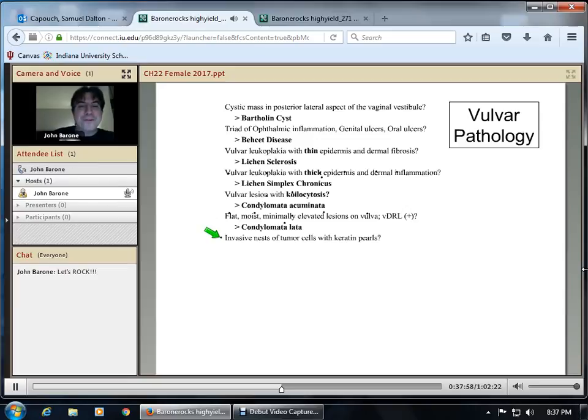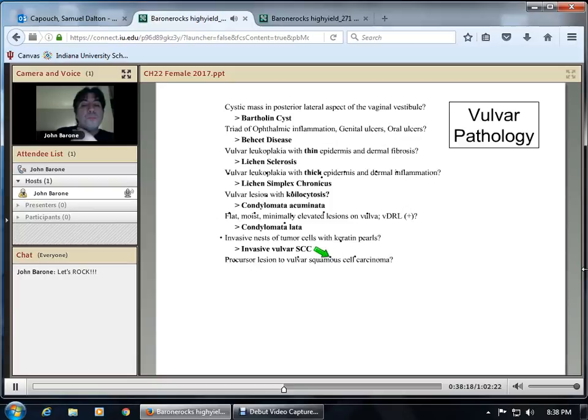No, thank you. All right, now how about this one? Invasive nest of tumor cells with keratin pearls. Oh, in the vulva, invasive, that is invasive squamous cell. So that's invasive squamous cell of the vulva. That's the most common type of cancer you'll see in the vulva.